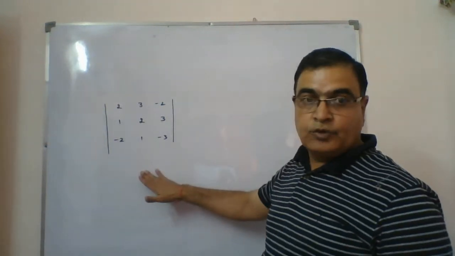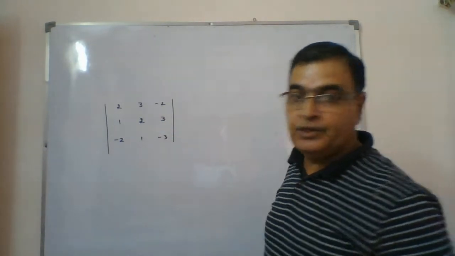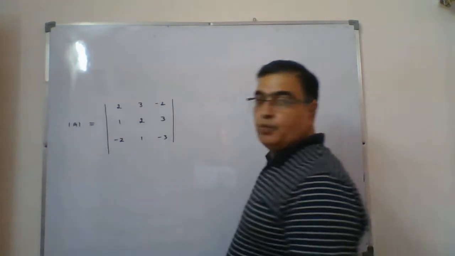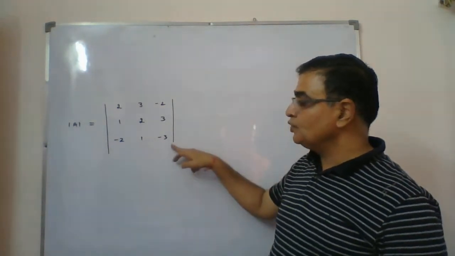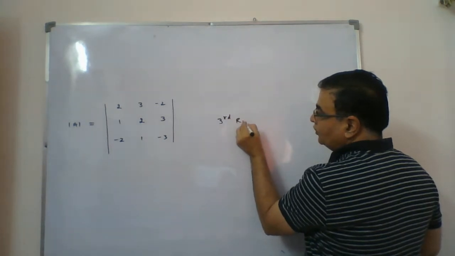Yes, now we are taking one more example. This time they are asking you to calculate this determinant. And now I'm saying you open this determinant with respect to the third row. We are opening this with the third row.